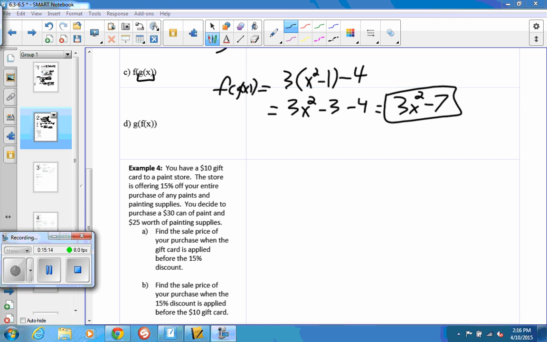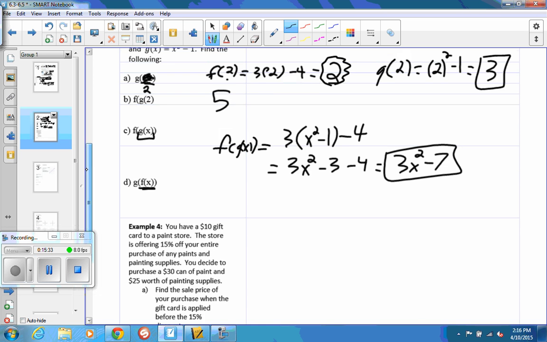Do the next one. Go. So, folks, this is giving some people some problems. This is asking me, instead of f of g of x, to find g of f of x. So I already know f of x. I don't need to plug a number in or anything.